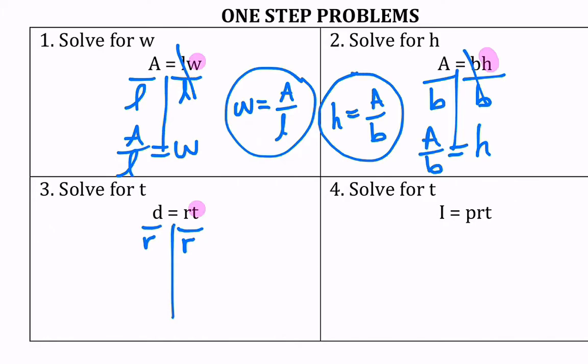On the left, d divided by r will drop down. On the right, my r on top cancels the r on bottom and t drops. We wanted t by itself. t is now by itself, so I did all the work. Let's just write it properly. So I know t is equal to d divided by r.